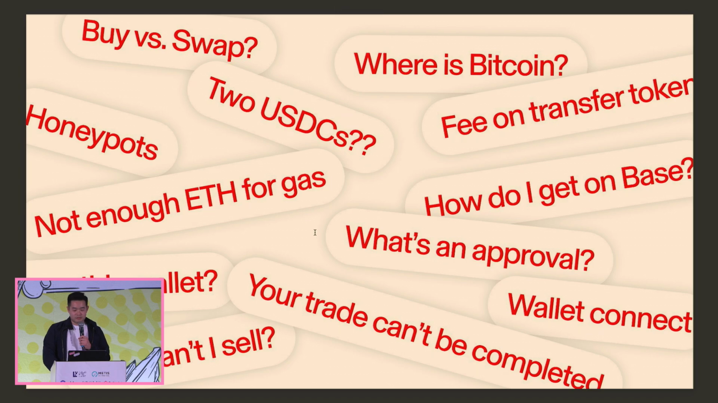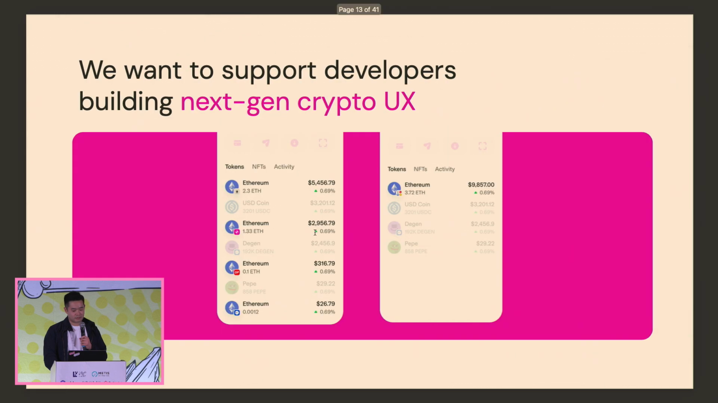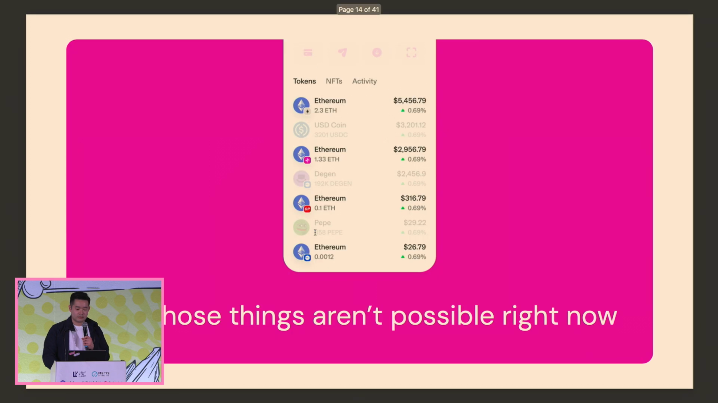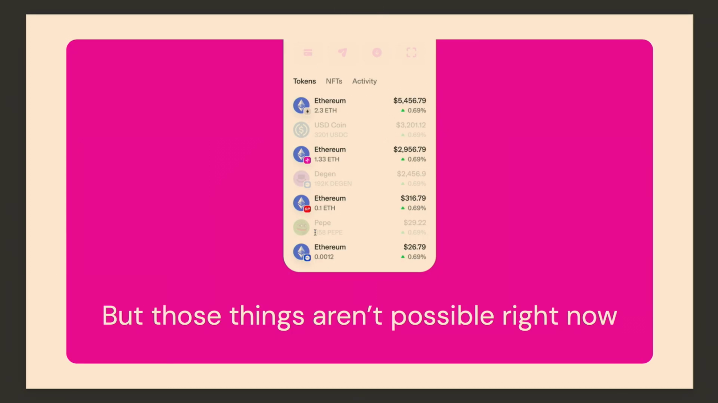And other problems too. Duplicate tokens. How do I get onto one chain but not another? Why don't I have ETH for gas on all these different chains? We want to support developers who are building next-gen crypto UX like this, where we have cross-chain balances in a single line displayed for users. But that is not possible right now because the underlying is not true.